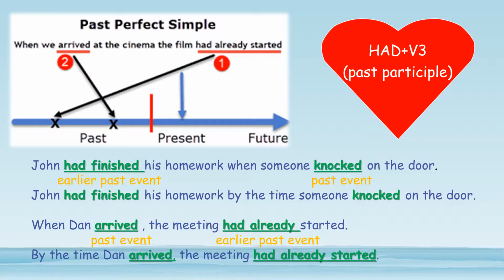We use the past perfect to talk about two past events when we want to make it clear which event happened first. We use the past perfect for the first, the earlier event, and the past simple for the second event. The past perfect is formed using had plus verb 3. Can you please have a look at the examples?